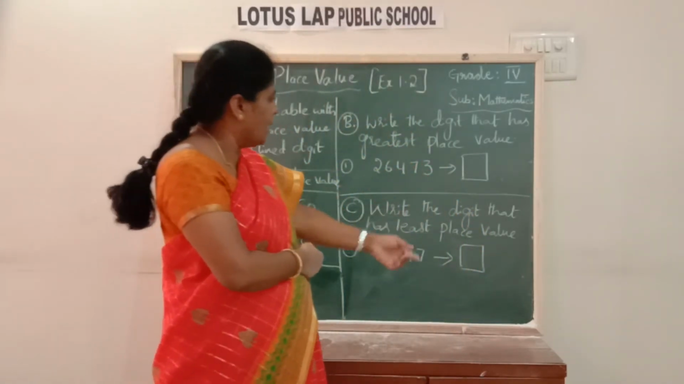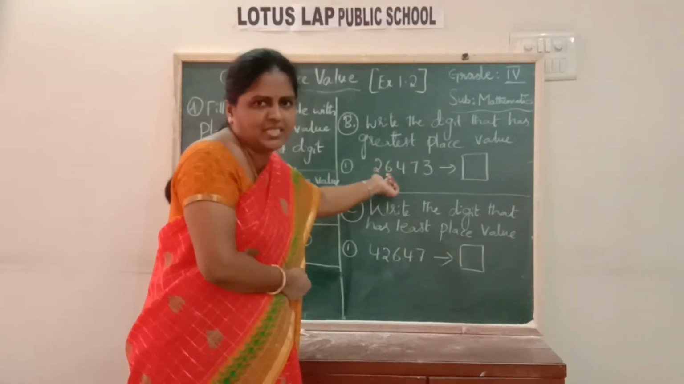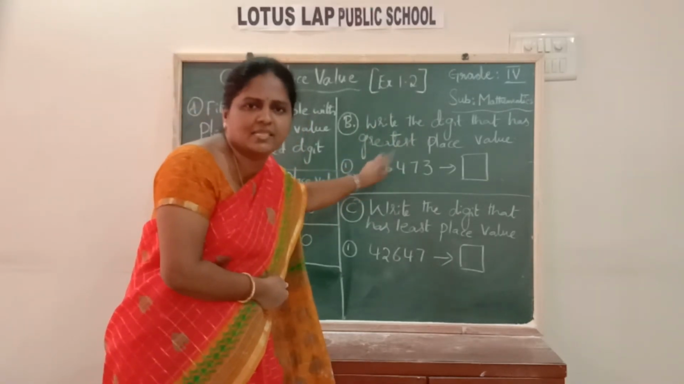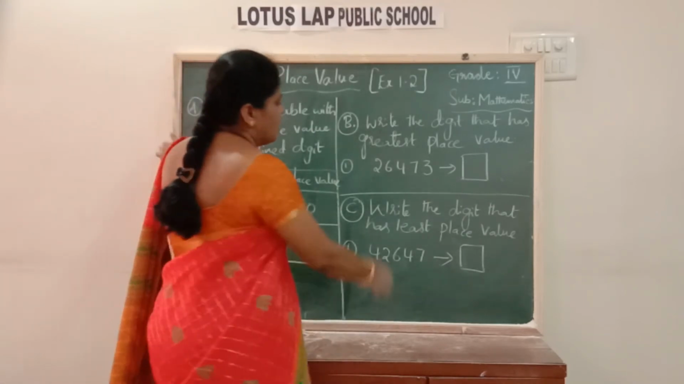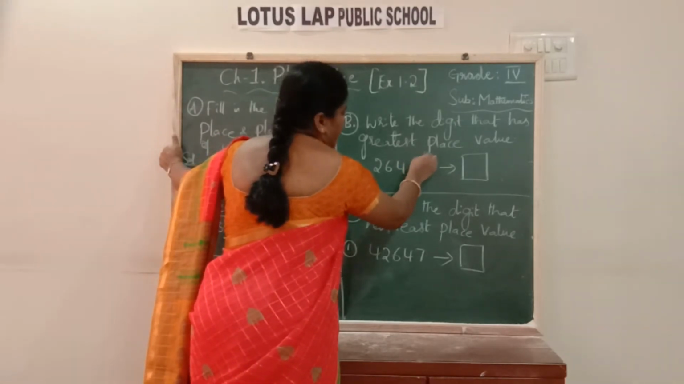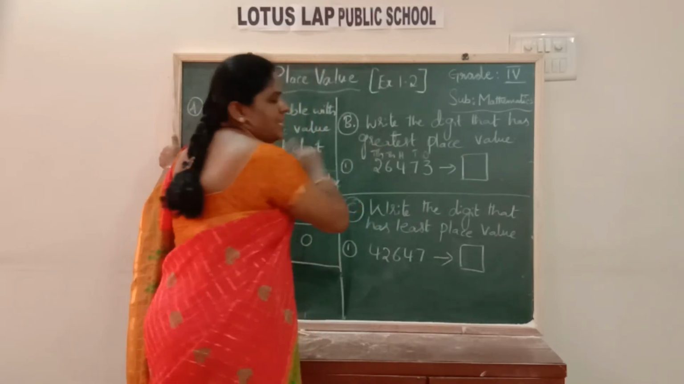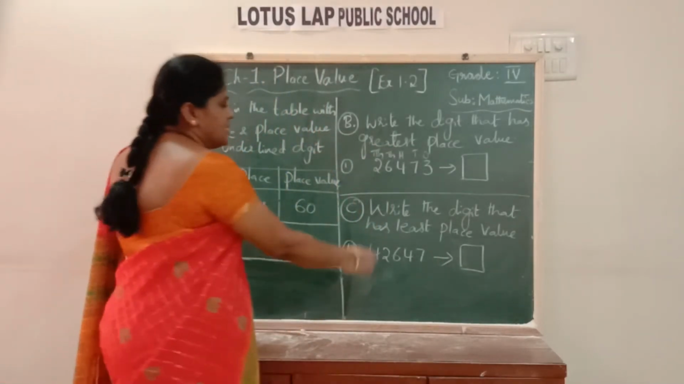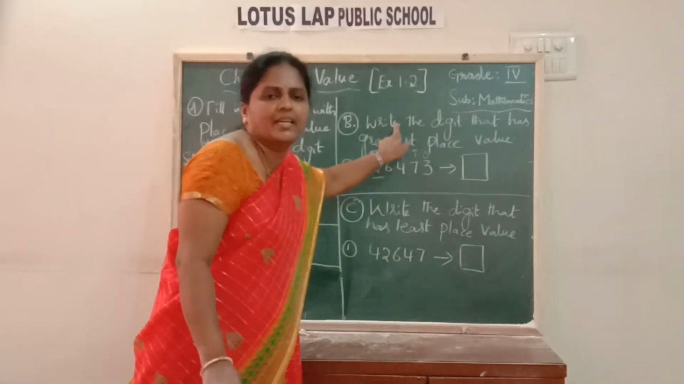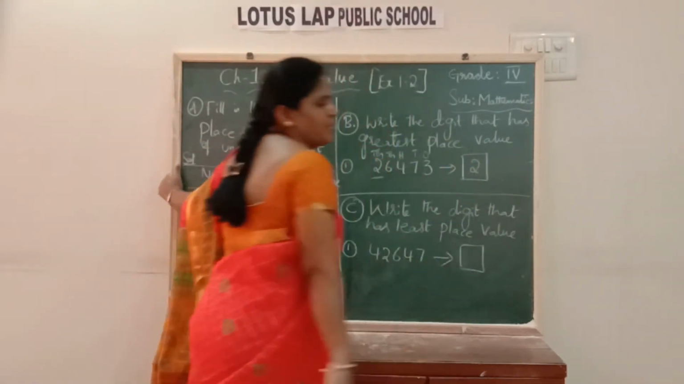So if I want to write the greatest place, I need to see which is the greatest place in this given number. Which digit has greatest place value. So this is the last one, children. Which place is it in? See, if I come from here, ones, tens, hundreds, thousands, 10,000. 10,000 is the greatest place here. What is the digit in the 10,000's place? 2. So the digit 2 has got greatest place value here. So I need to write that 2 here. Beside a box is given, you can write there.